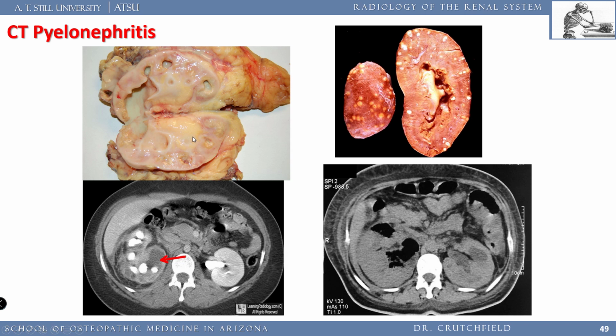So here is an example of pyelonephritis. This is pus in the kidney, infection in the kidney. Here, this patient has so much infection that they actually have an air-forming organism causing their pyelonephritis, the pus in the kidney. All the air-forming organisms that you know can get in there and cause that.